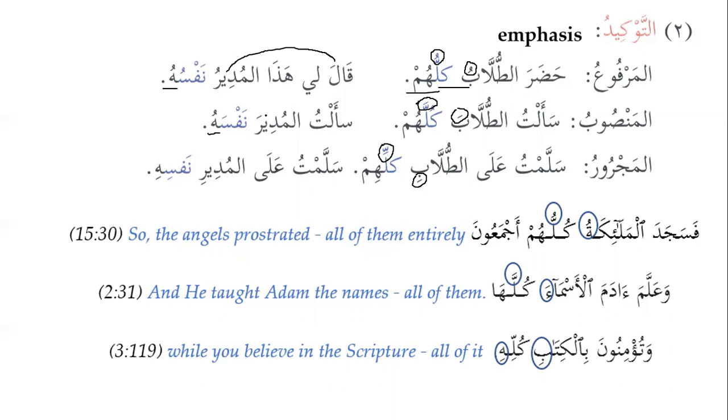Now, this construction can be in two ways. Qala li hadha, he told me this. Who? Al-mudiru, the manager, nafsuhu, himself. Or hadha al-mudiru, because hadha is ishara and mudiru is musharun ilayh, so this manager told me himself. قال لي هذا المدير نفسه. So مدير is مرفوع, that's why نفسه is also مرفوع.